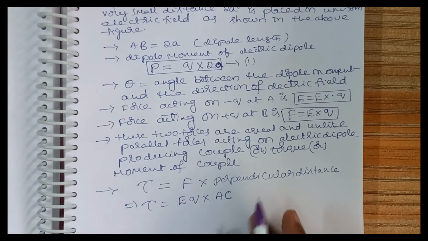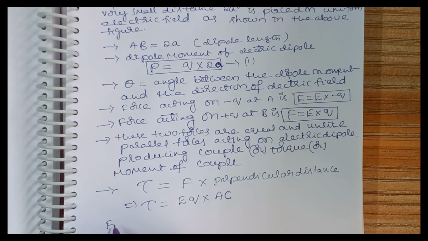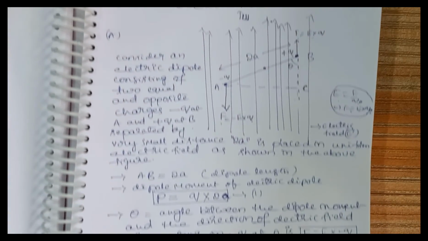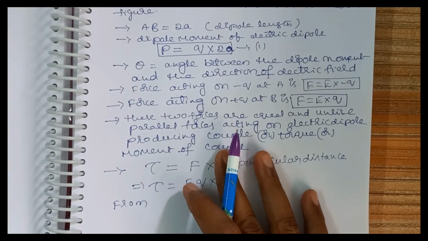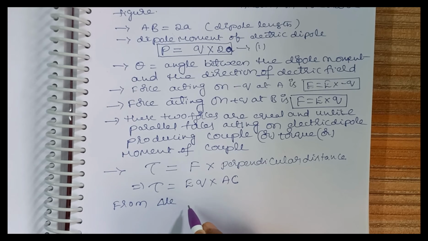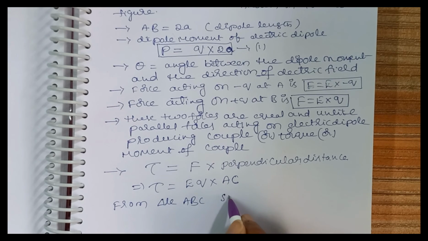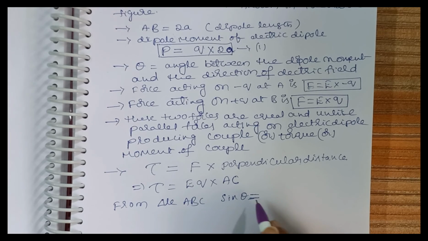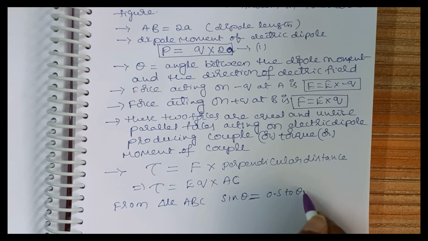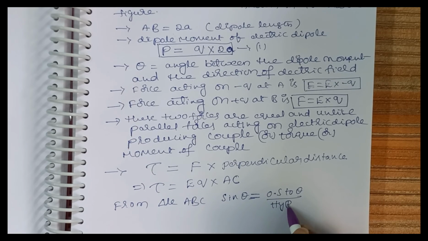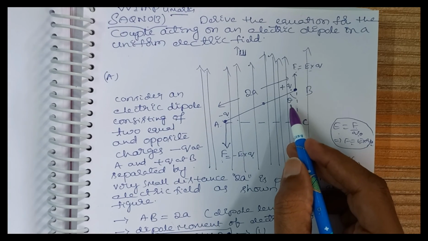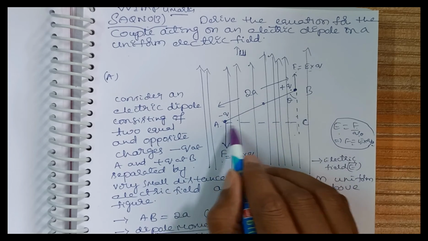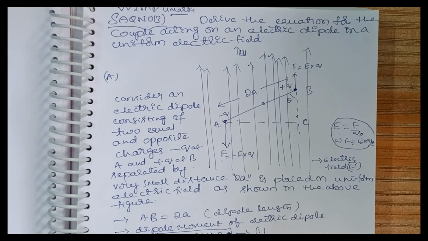So now here we can observe a triangle, triangle ABC. So from triangle ABC, sin theta is equal to the opposite side to theta by hypotenuse. So now here it is A, B, C, it is theta. Sine theta means theta's opposite side. This is the opposite side, AC, and AB is the hypotenuse. So sine theta is equal to AC by AB.